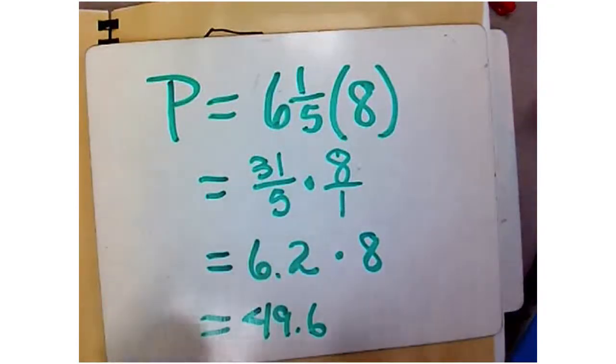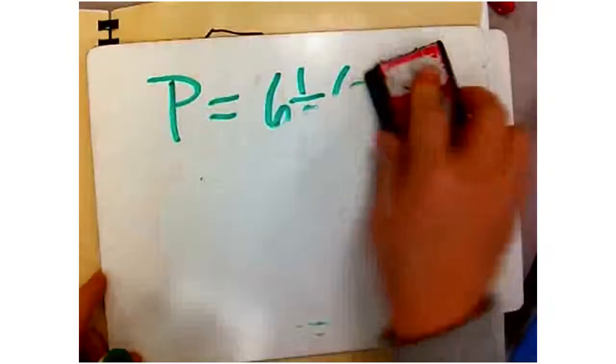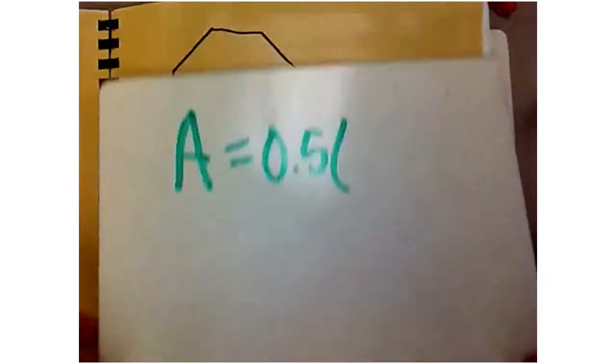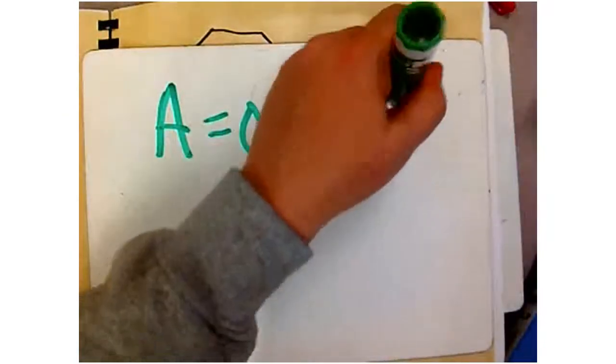49.6. So that's our perimeter. Now what do we want to do with that information? So 49.6, and the other one, which is the same, half of.